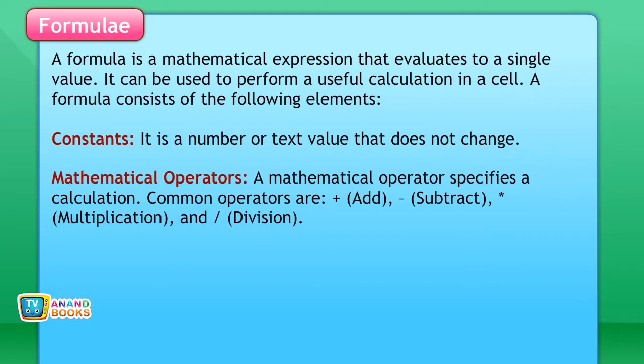Formulae. A formula is a mathematical expression that evaluates to a single value. It can be used to perform a useful calculation in a cell. A formula consists of the following elements. Constants. A constant is a number or text value that does not change. Mathematical operators. A mathematical operator specifies a calculation. Common operators are plus (add), minus (subtract), multiplication, and division.